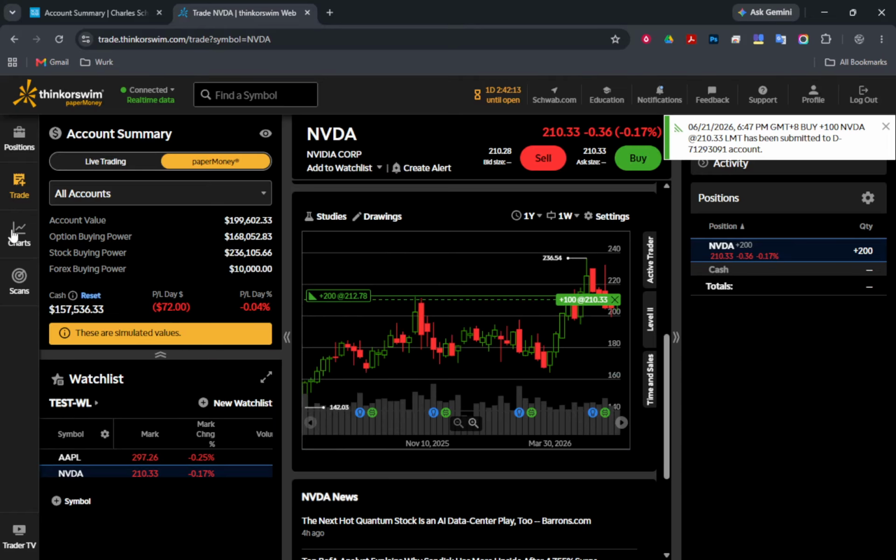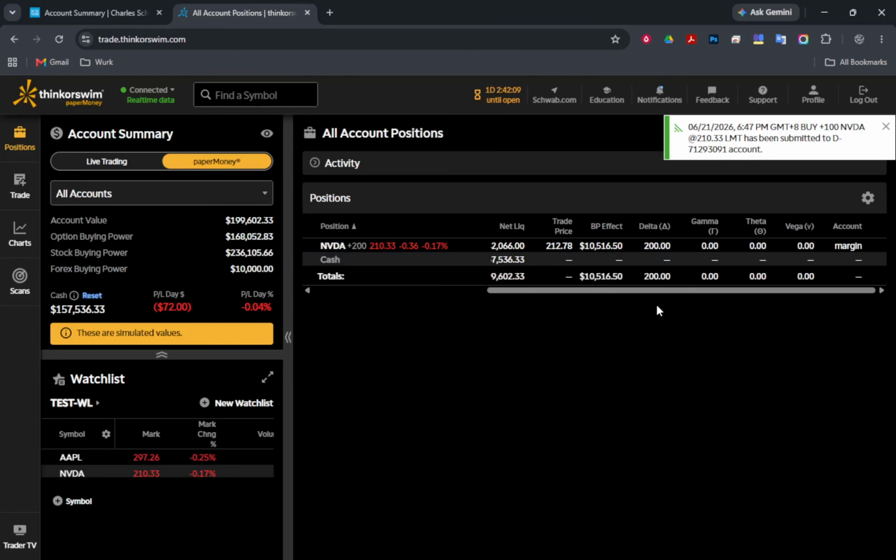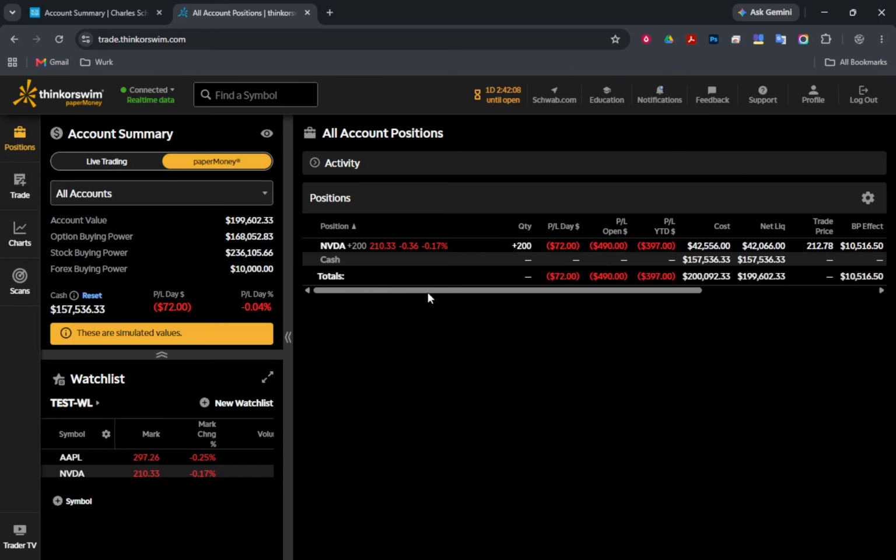By using real market data and comprehensive trading tools, you can gain valuable experience and confidence. Keep experimenting, learning, and refining your strategies, and soon you'll feel ready to tackle live trading.